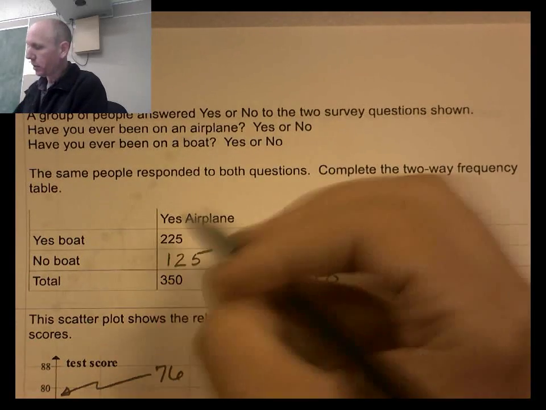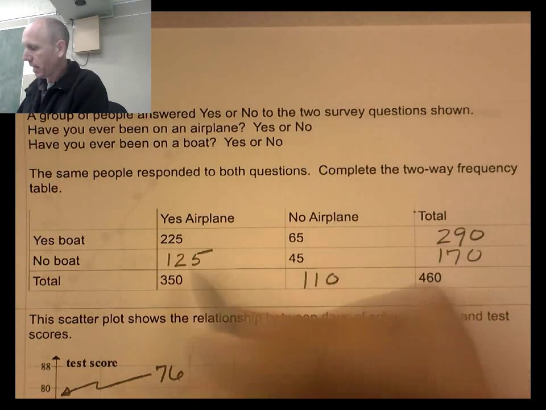Okay, filling this thing. We know that these have to add up, add up, add up.